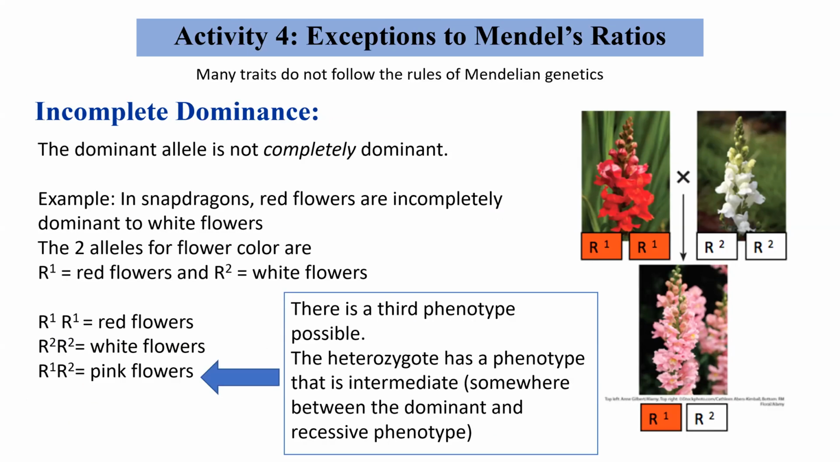An example of incomplete dominance in humans would be hair type. So here you could have, for example, one parent has curly hair, so it has HH, and one parent has straight hair, so it has 2 lowercase h's. The offspring would have one capital H, one lowercase h, and the phenotype would be wavy hair.